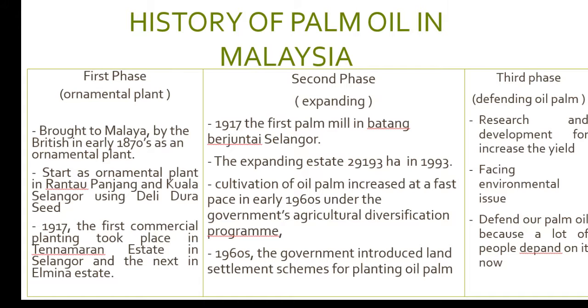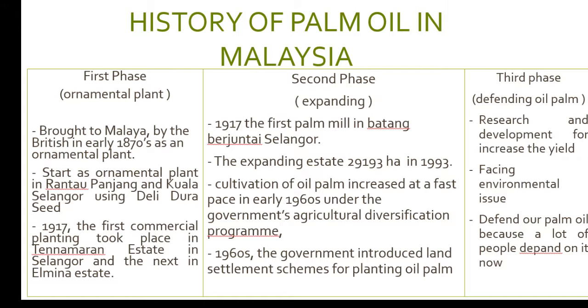Next, after Merdeka, it expanded and grew rapidly. The first palm oil mill was created in 1917 in Selangor, Batang Berjuntai, and the estates expanded widely. The cultivation of oil palm increased so fast after the government introduced a program known as FELDA, and it also increased the quantity of oil palm plantations in Malaysia.